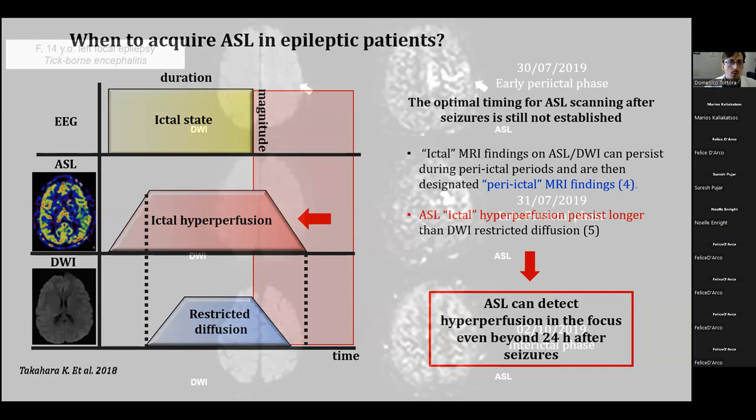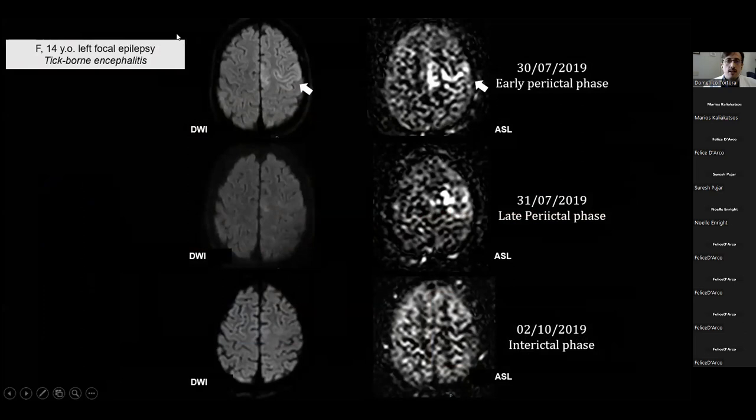This is an example, a sort of longitudinal analysis to evaluate what happened on DWI and perfusion images in children with focal epilepsy. She was a girl with a left focal epilepsy. It was an encephalitis, a viral encephalitis. You can see this focal involvement of the left frontal region, which was characterized by the restriction of diffusion associated with the increase of perfusion in the same regions.